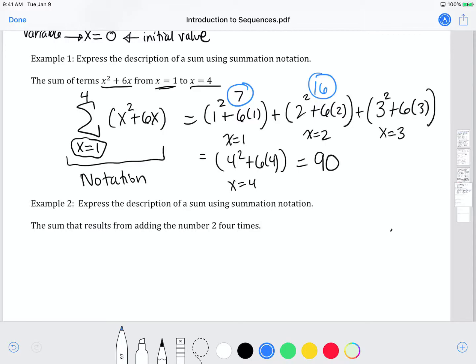Then I take 3 squared plus 6 times 3. That's 9 plus 18, which is 27. And then I get 4 squared, which is 16, plus 6 times 4, which is 24, which is 40. Then when I add all those values up, I take 7 plus 16 plus 27 plus 40, and you're going to get 90. So it can be a little bit tedious and lengthy, but it is not difficult. Literally all you do is you plug in all the values from your initial point to your ending point, and you add all those values up.